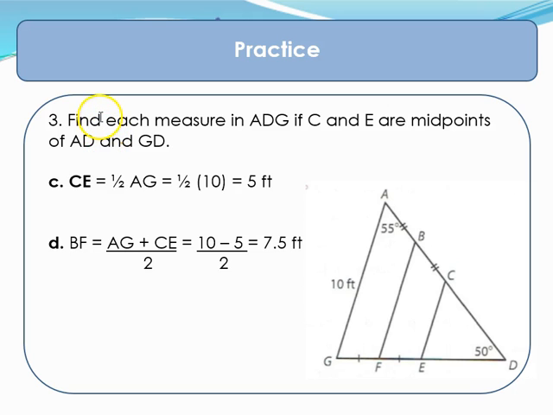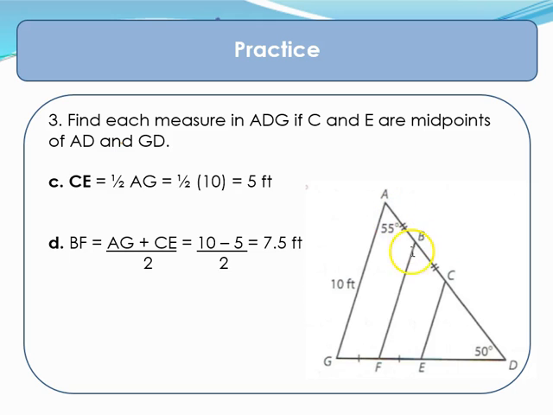So another problem with the same drawing, we have CE, and one of the things we know about CE from back in chapter 4 is that CE is 1/2 of AG, and that was the triangle mid-segment theorem. It says the mid-segment of a triangle is parallel to the third side of the triangle and is half the length of the third side. So CE is half the length of the third side, which is AG. And AG is 10, so 1/2 of 10 equals 5 feet.